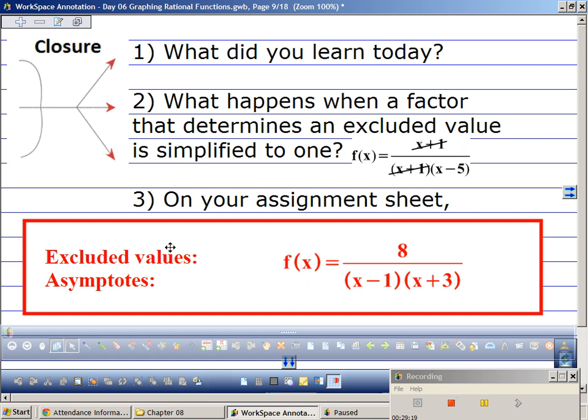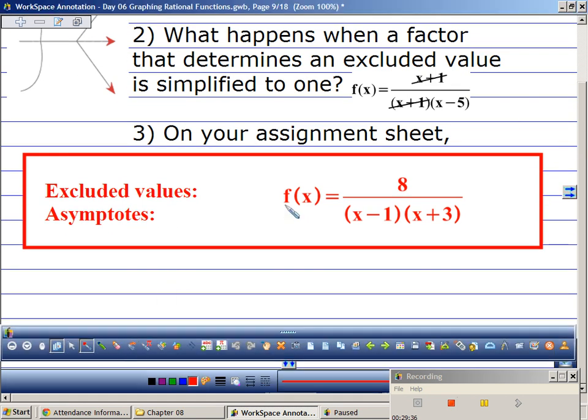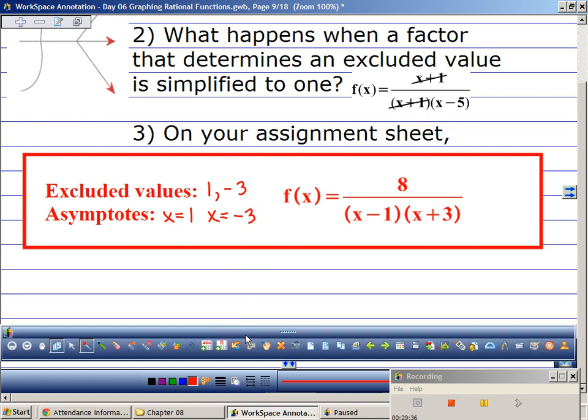On your assignment sheet, let's look at this one, guys. What are the excluded values of this rational function? 1 and negative 3. So what might asymptotes be? X equals 1 and x equals negative 3. None of them cancel, so neither of these are holes. So then what happens?